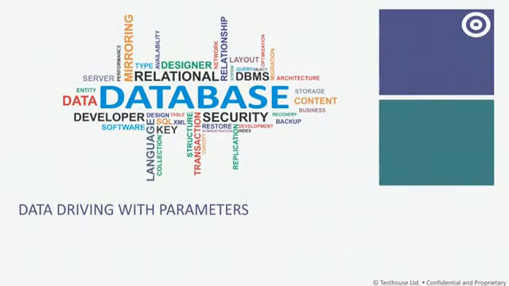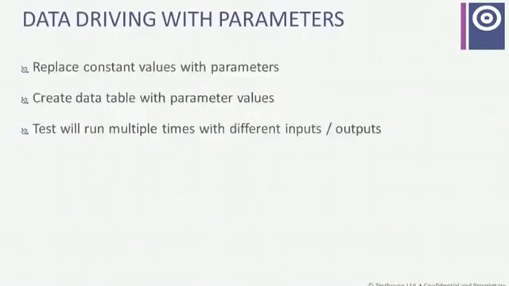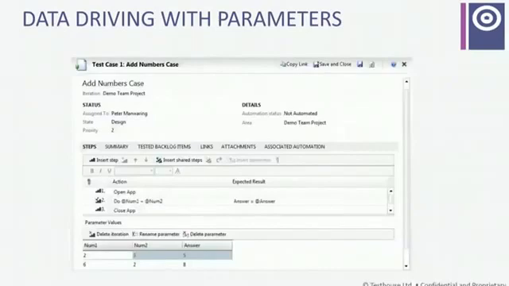So let's take a look at doing some data driving with parameters. You can replace your constant values with parameters. In the example we've seen so far with the calculator, we added certain numbers together, but then the test just went through once for those particular numbers. If you wanted to go through the test several times with different numbers, you would have to write lots of different test cases, which would be very time-consuming. So you can just use the same test case, but use different data, and it will run through the test case using different data. And you can see at the bottom here, the data table building up.